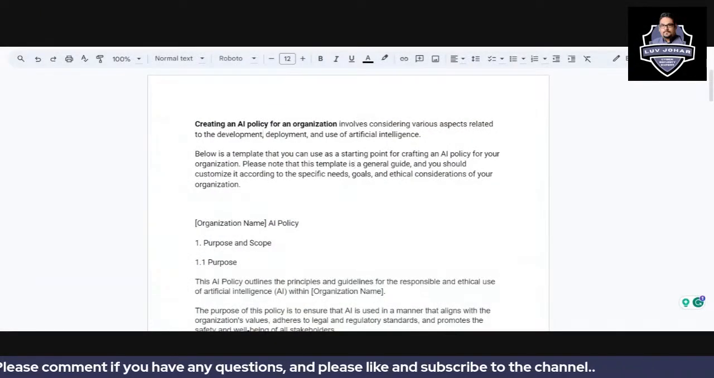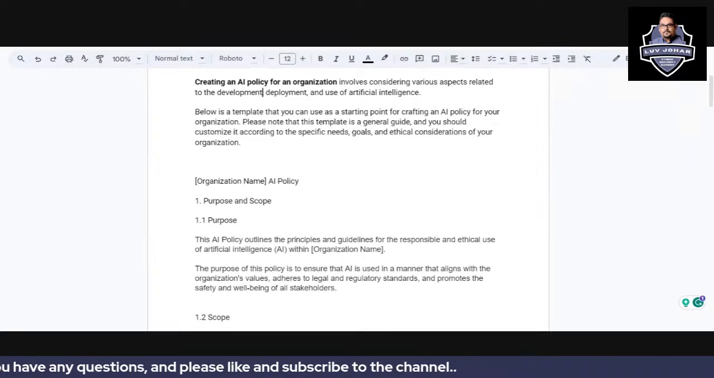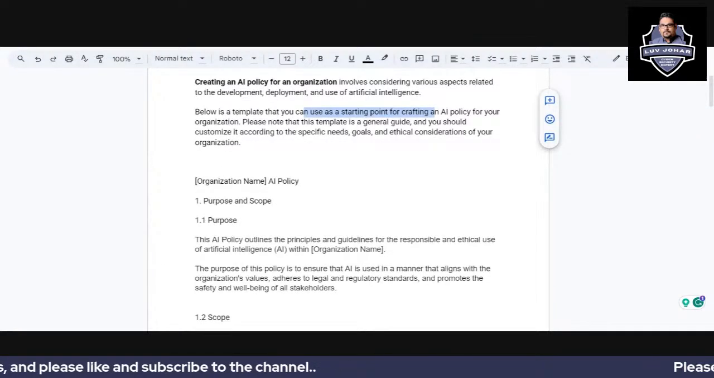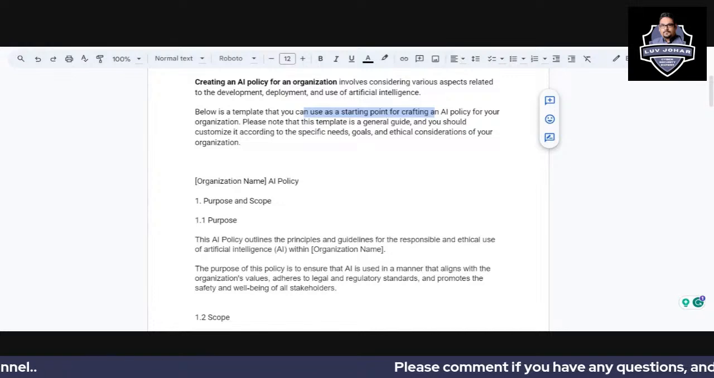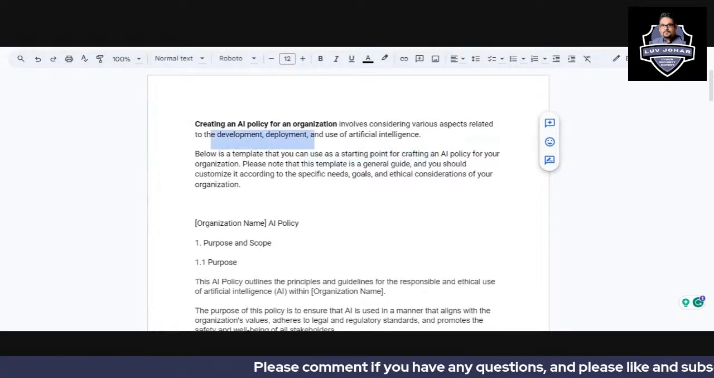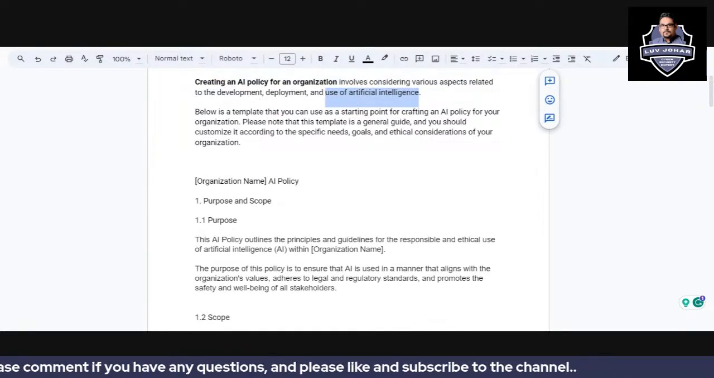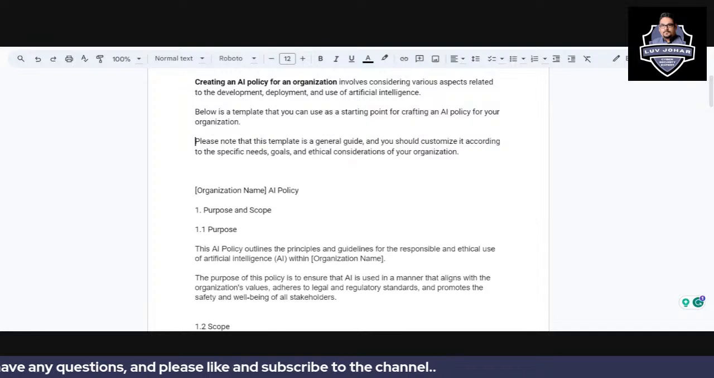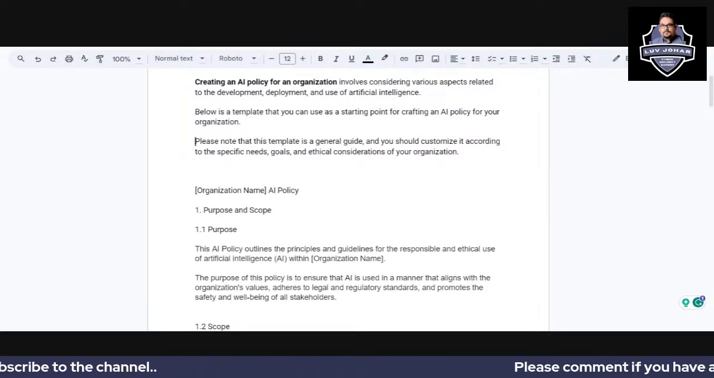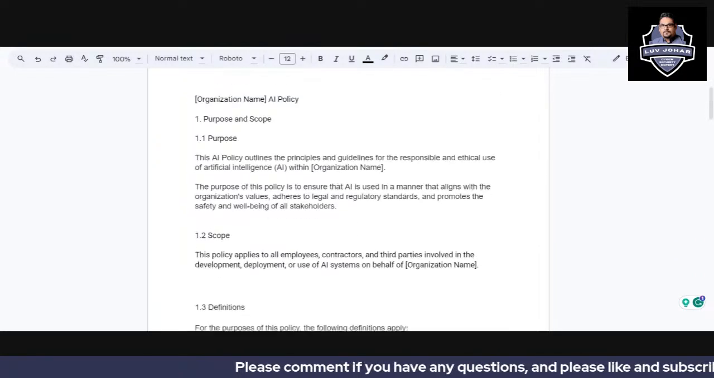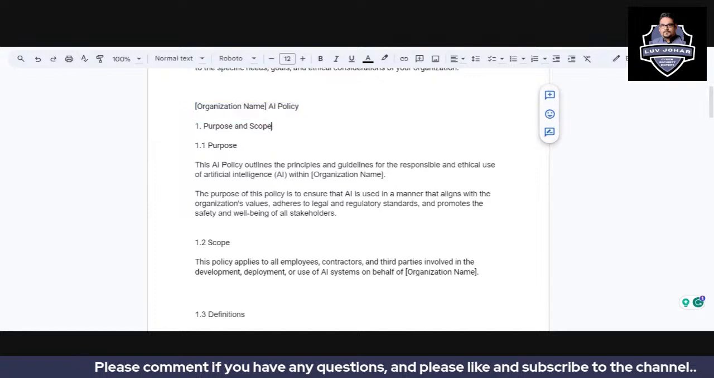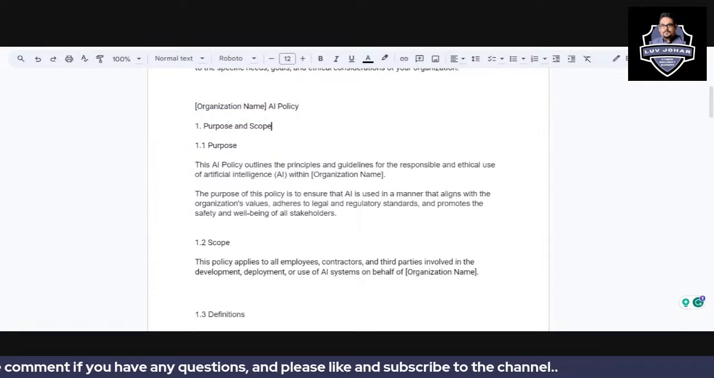So here, as you can see, this is a policy draft for your reference, and you can use this as a starting point for crafting your AI policy for your company, organization, and it will help you to understand how to go about development, deployment, and use of artificial intelligence. It is a generic, general guideline for you, and you should customize it. Again, the link is already provided in the description of this video so that you can use this template.